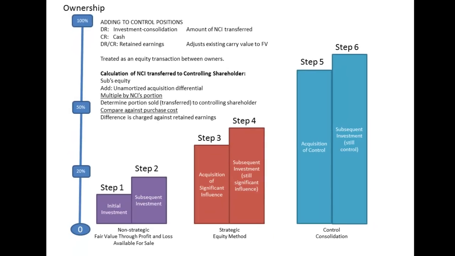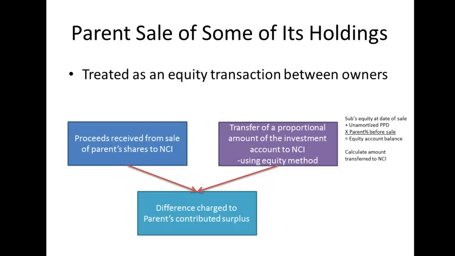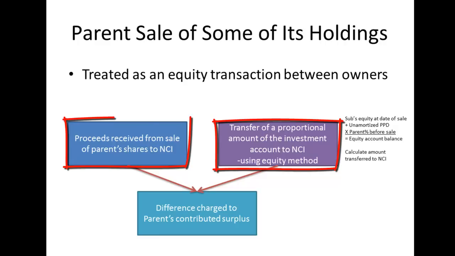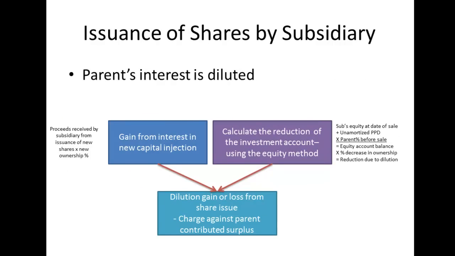Only the parent and the non-controlling interest now use their different ownership percentages to determine the amount of the income and dividend allocations. By the way, the same process, only in reverse, is used when we sell a block of shares to the non-controlling interest. Here, we still retain control. The parent transfers a portion of its investment account to the non-controlling interest. Once again, the difference between the proceeds received and the amount transferred to the non-controlling interest gets recorded in the parent's equity.